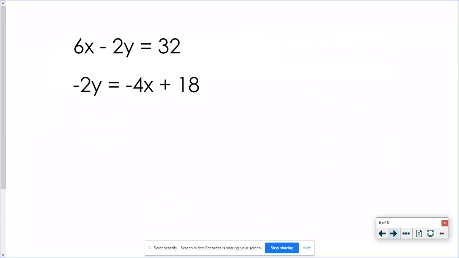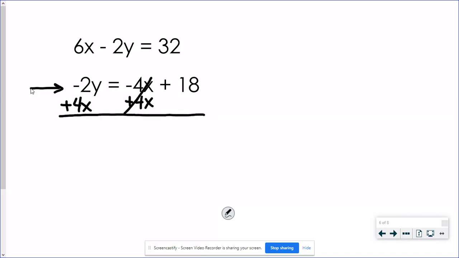Also, this is not lined up nicely. However, it's also not quite as nice as the last problem. So let's do the same first step. Let's get the x and the y both on the left side of the equal sign. So let's start by rearranging this equation. Let's move the 4x. So I have 4x minus 2y equals 18.